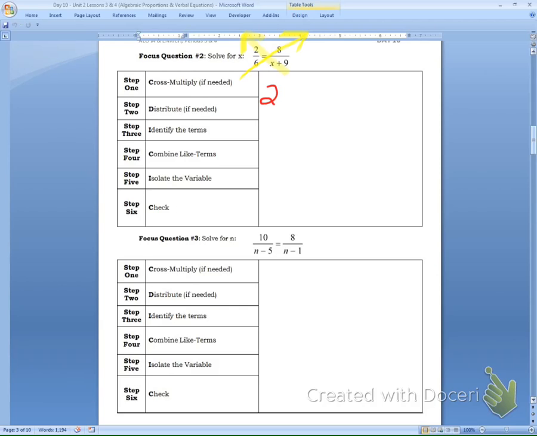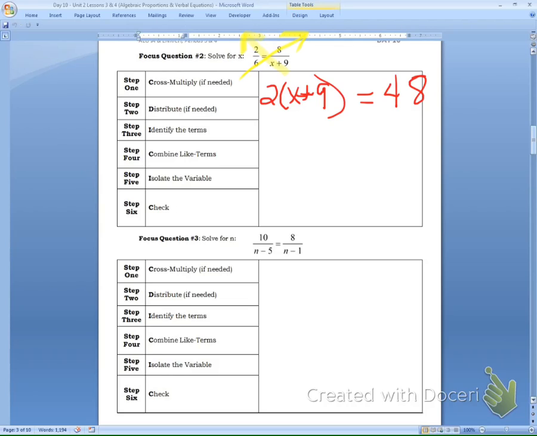So I write 2 times x plus 9. You generally would write the expression with the least amount of terms on the outside and the one with the most terms on the inside. So you would not write x plus 9 times 2 like this. That's just goofy. Then 6 times 8. 6 times 8 is 48. Write it over here on this side.